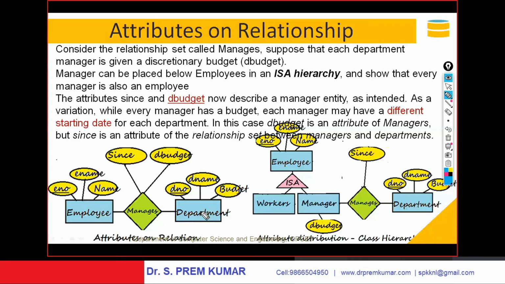Here the point to be observed is that every employee is not given the discretionary budget. The budget is handed over to the manager of the department. For a department, there will be one manager. The budget is handed over to the manager, and it is the responsibility of the manager to spend that budget from the specified date.